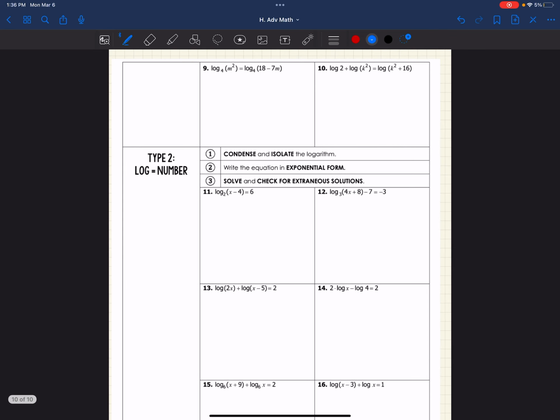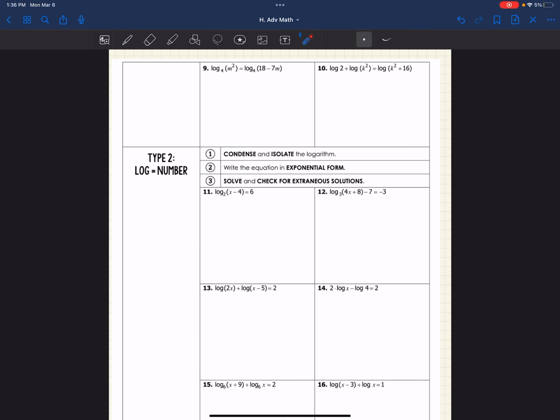Okay, let's try the back ones, where we have a log set equal to a number. So this is type 2. This is not log set equal to log. This is a logarithm set equal to a number. So the 3 steps for these ones are, number 1, condense and isolate the log.